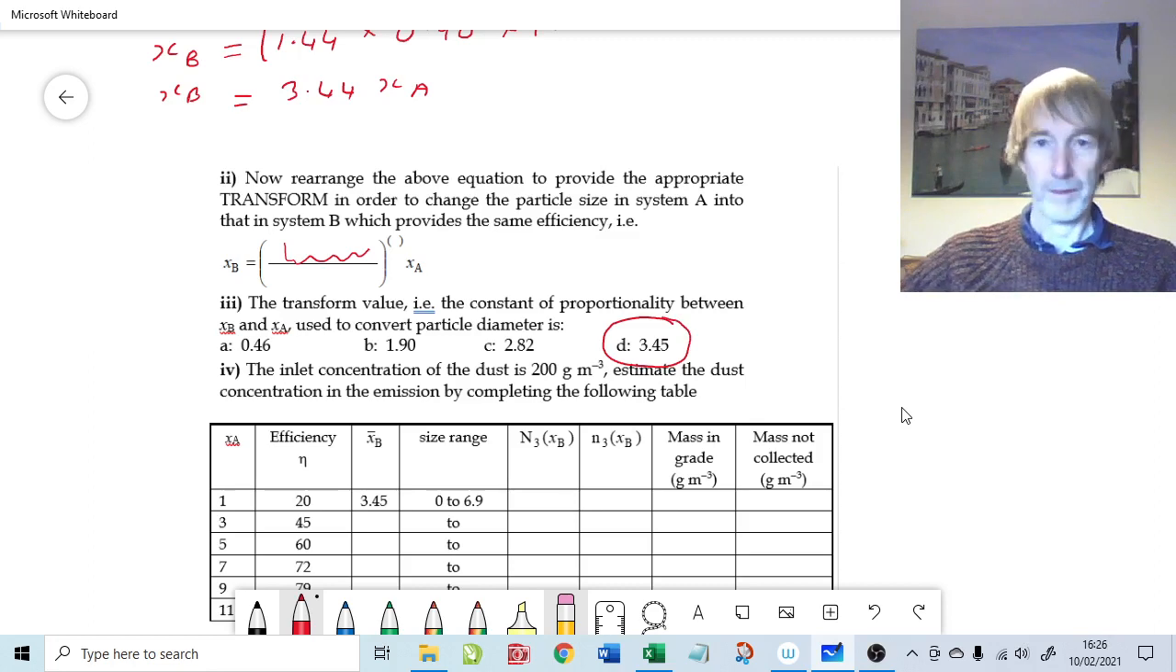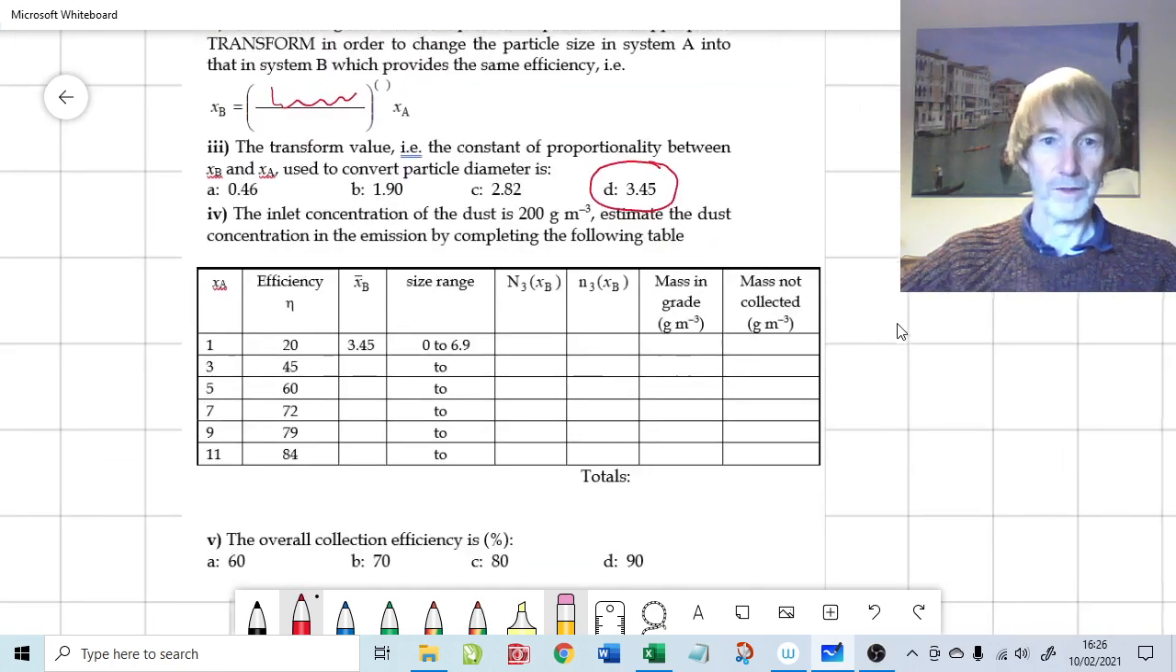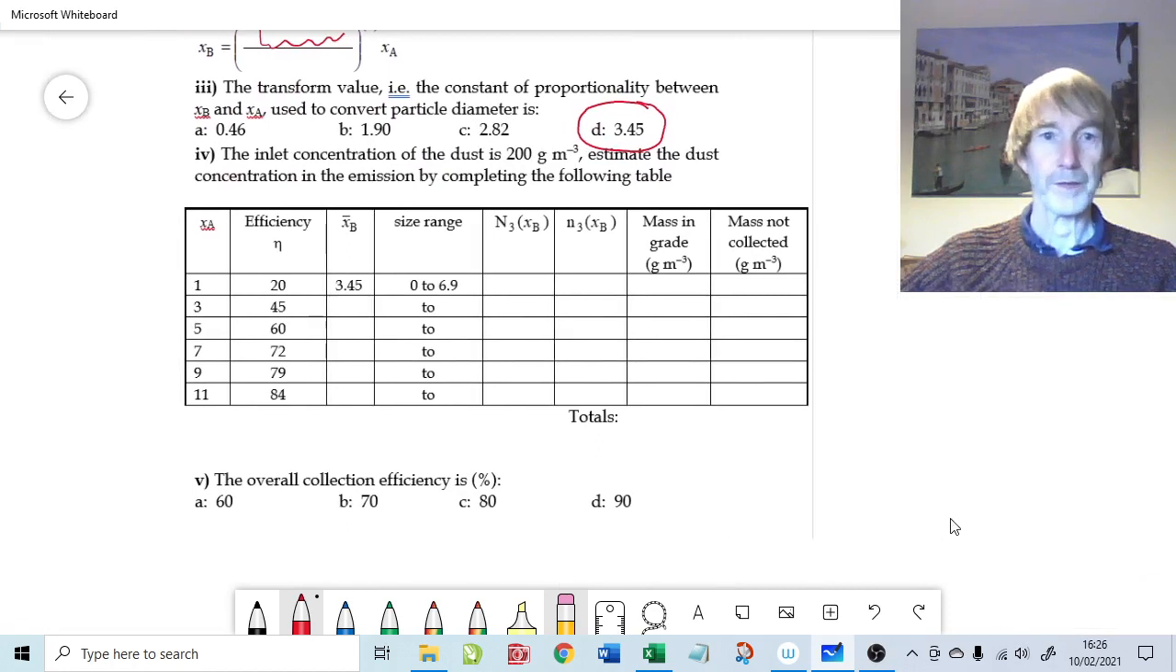So excellent. That means we're at a stage now where we can look at this table, and we have the particle size A, so this is our model cyclone, the 8-inch cyclone, 1 micron particle size, collection efficiency of 20%.